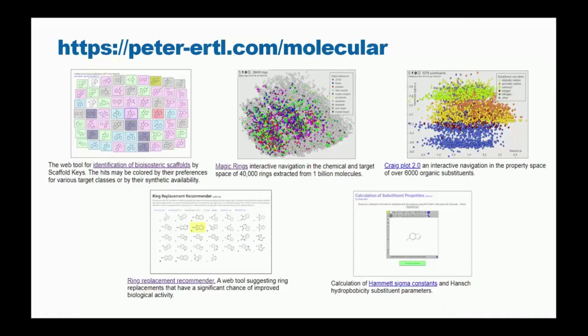As I told you before, this web tool is available on my private website. You can see the address here. I currently have five different web tools there, and I hope some others will come. These web tools allow navigation in the chemical space of scaffolds, rings, and substituents. This allows interactive bioisosteric design, and one can also calculate different substituent properties, for example, Hammett sigma constants or Hansch pi substituent parameters. Otherwise, you need to look into the tables. I am not aware of any other tool where you can calculate these Hammett sigma constants interactively.